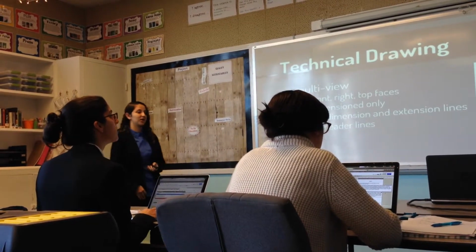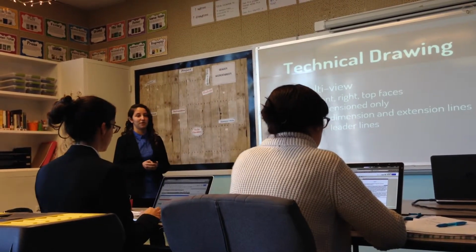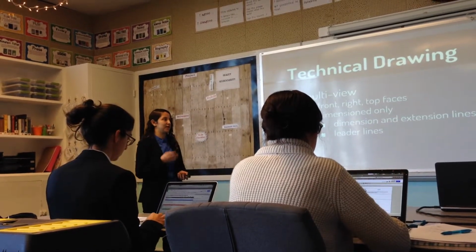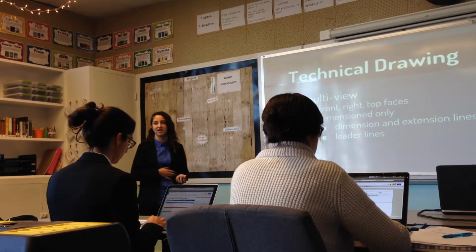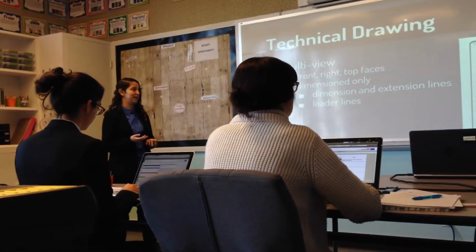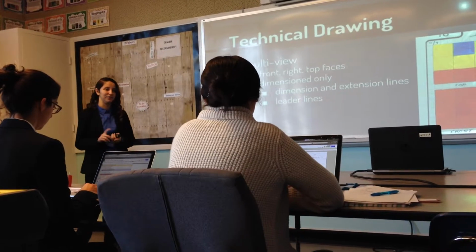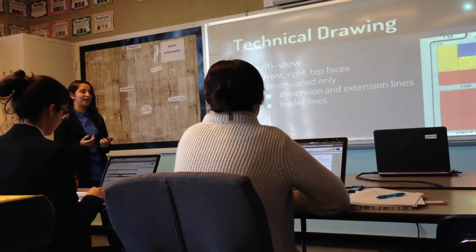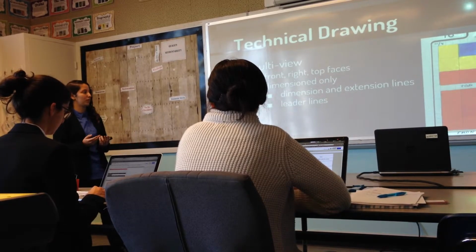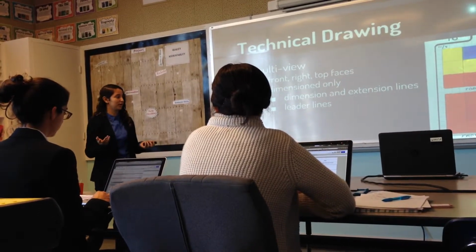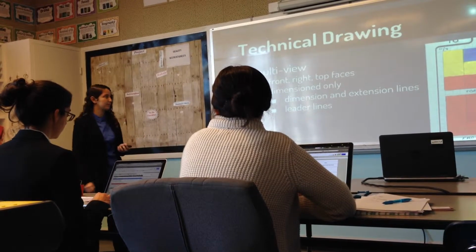The last type of sketch I will be covering is a multi-view sketch. A multi-view sketch is a sketch of your shape with only the front, right, and top faces, and it is the only sketch that can be dimensioned. If it's the only sketch that can be dimensioned, then that must mean that dimension and extension lines will be very handy when you're showing this to an engineer. And if you want to highlight a certain part of your shape or also describe the diameter of a hole in your part, then you can use the leader lines.